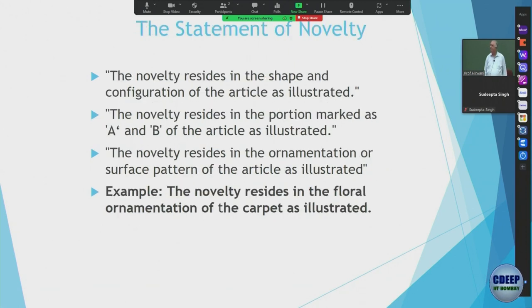And when we talk about novelty, you have to say the novelty resides in shape and configuration as illustrated. Novelty resides in portions A and B. Novelty resides in the ornamentation or surface pattern. Like novelty resides in the floral ornamentation on a carpet. On a carpet, there is a floral design. So, that is your novelty. You have done it for the first time, the design on a carpet. So, that is surface ornamentation.